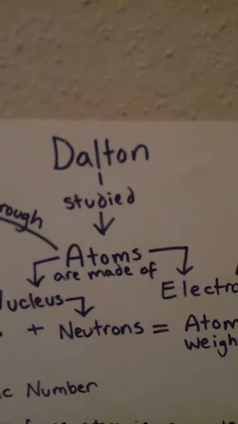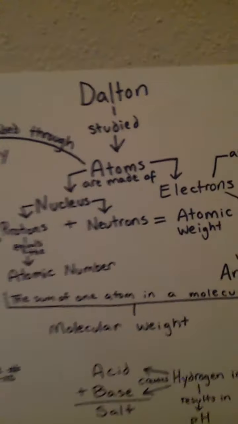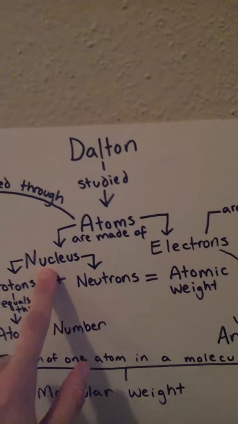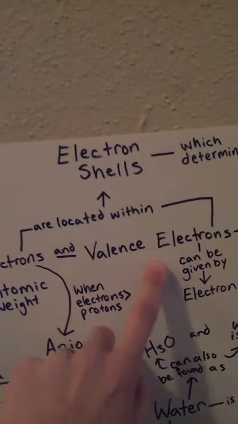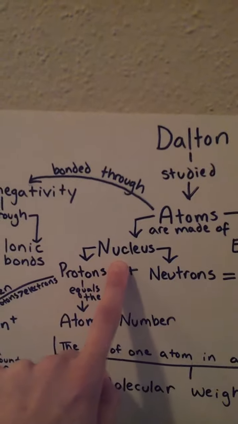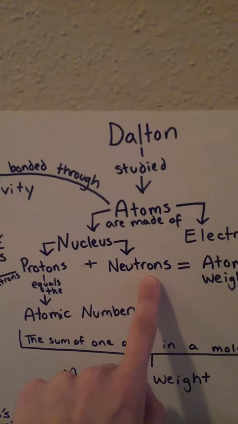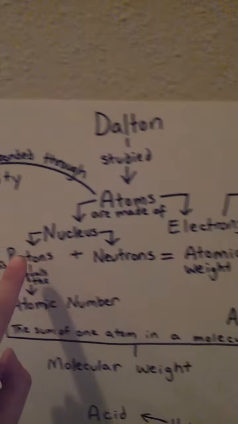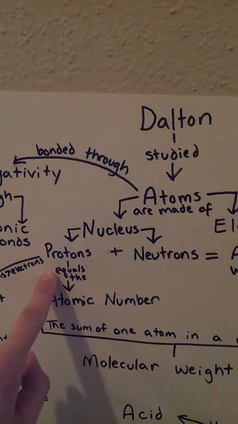I started with Dalton, who studied atoms, which are made of the nucleus, electrons, and valence electrons. I link those two together. The nucleus is made of protons and neutrons, which added together equal the atomic weight. The number of protons by themselves equals the atomic number.